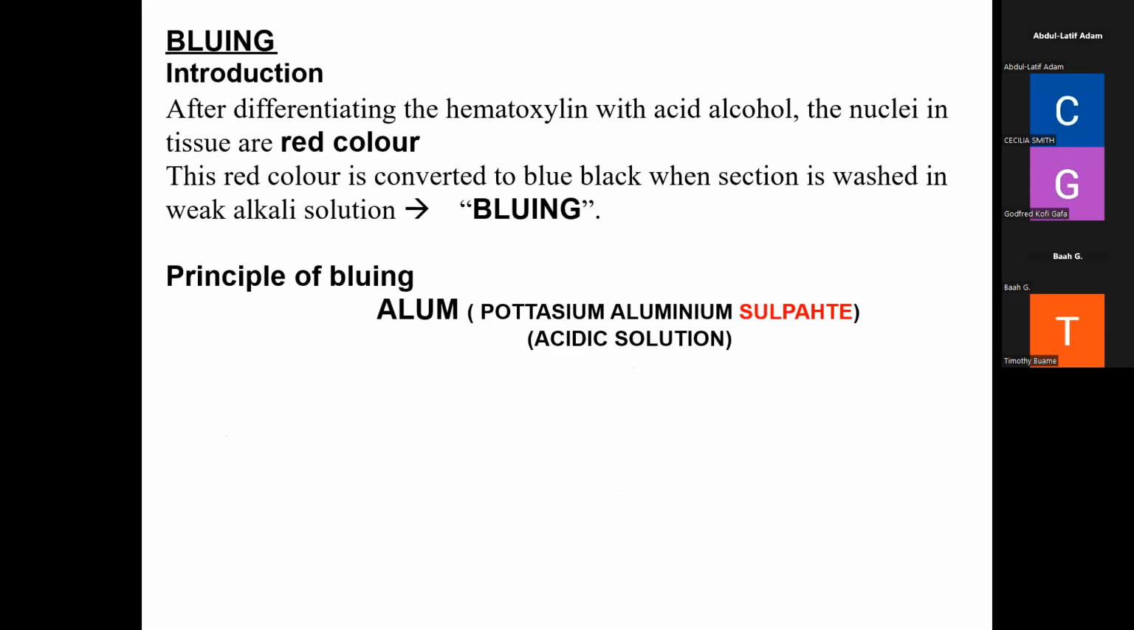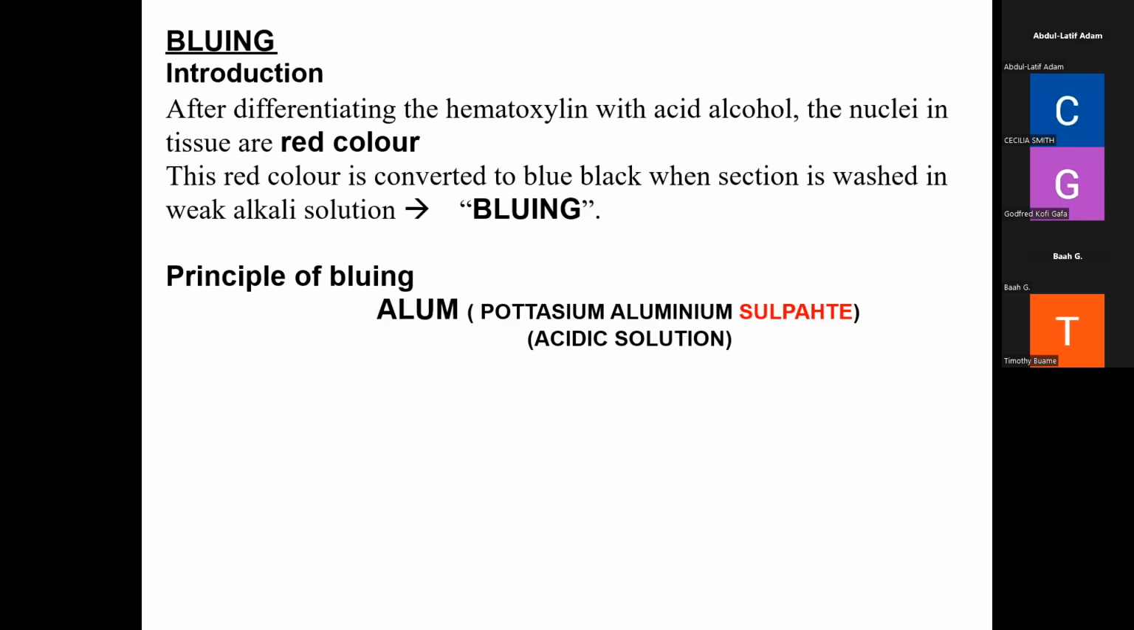What happens during bluing? I mentioned to you that the alum hematoxylin uses what? Aluminium salt. The aluminium salt can be aluminium sulfate or aluminium phosphate. Sometimes they add potassium to it, so potassium aluminium sulfate or potassium aluminium phosphate. That's why they call it potash, because of the potassium. So somebody will tell you that aluminium hematoxylin has potash. It is because of the potassium that they added.